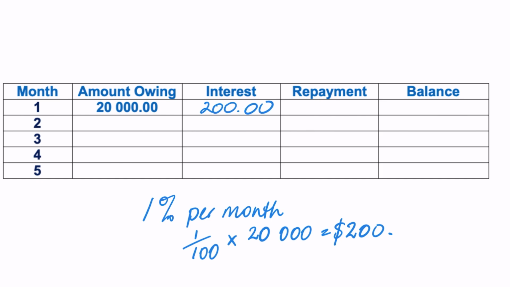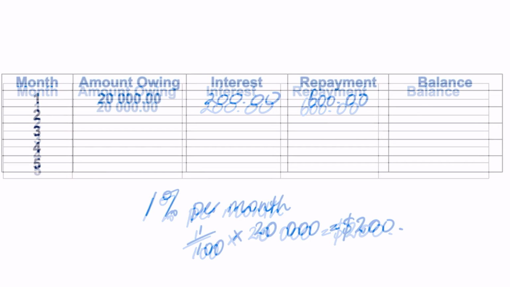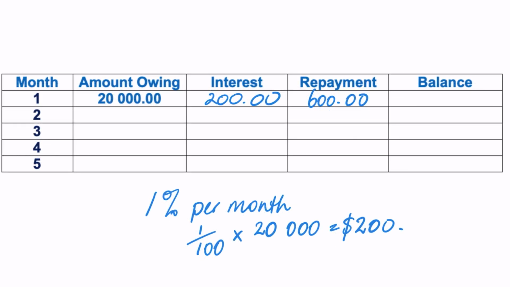Now our repayments are consistent. They're $600 every month. And the final balance will be the amount we owed originally, plus the interest, which actually increases the loan, and then we subtract the $600 we've paid to try and reduce the loan. So our balance after 1 month is $19,600. That becomes our amount owing at the beginning of the second month.